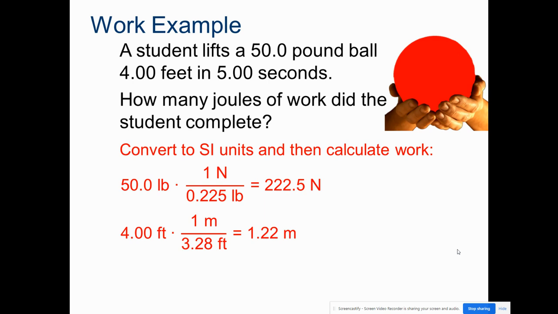We're going to convert 50 pounds to newtons. 1 Newton to 0.225 pounds gives us 222.5 newtons. And then 1 meter is 3.28 feet, so 4 feet is equal to 1.22 meters. Thus, we have a total of 271 joules.